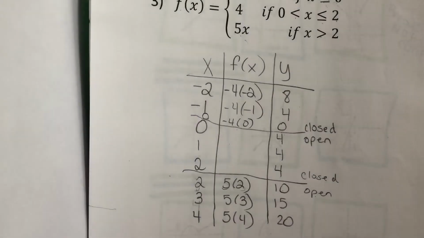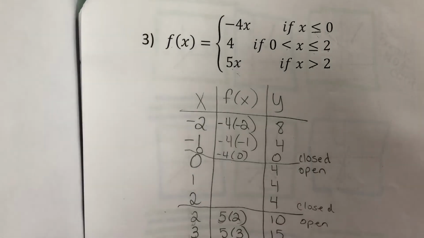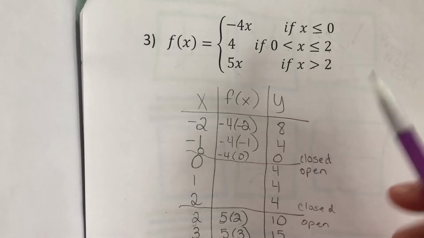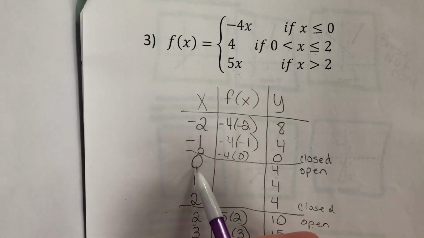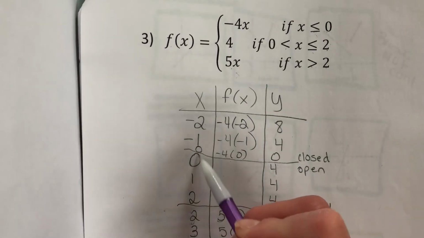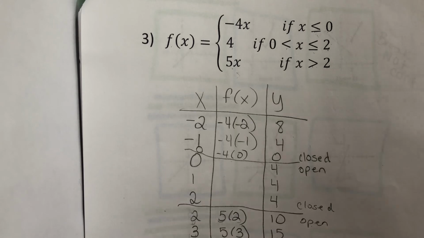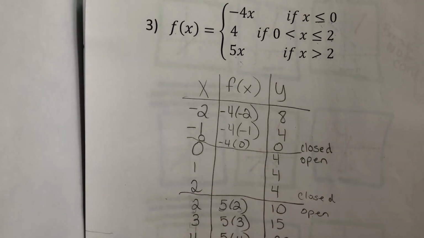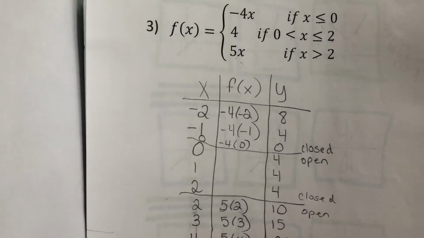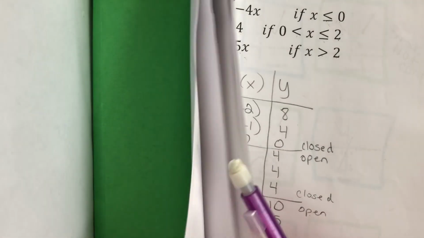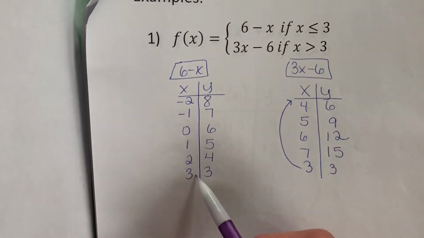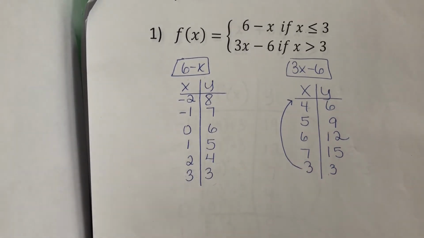Okay? So when it comes to these piecewise functions, just be sure that the connecting number, like the 0 here and the 2 here, you include in your table for both of those graphs. The graph of the -4x, the graph of the 4, and the graph of the 5x. So it looks like you're repeating numbers in the table, and you are, but it's just to see where to make those connecting pieces. We did the same thing again in example 1, where that connecting number 3 was listed in both tables, so you can see how they connect or don't.